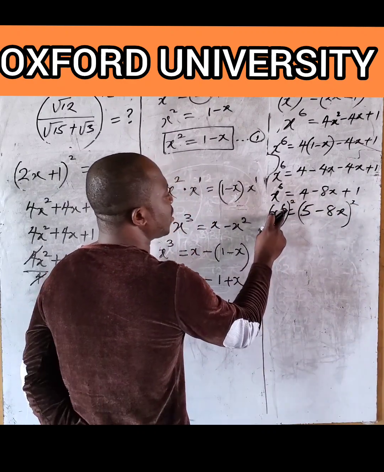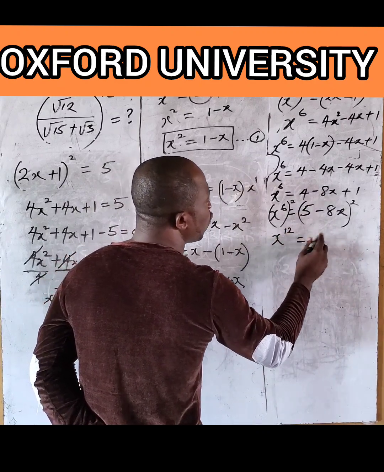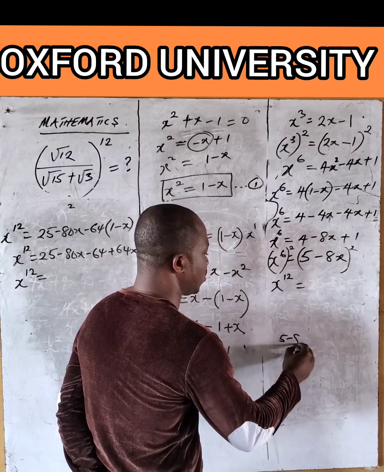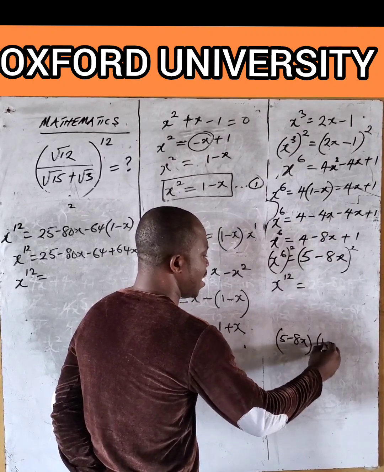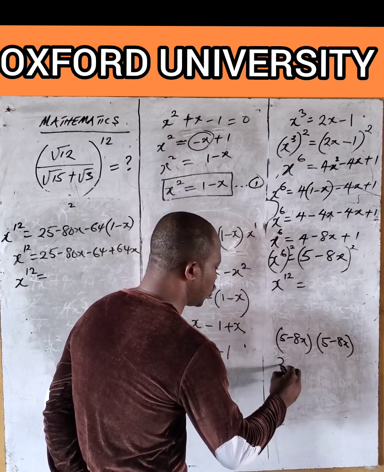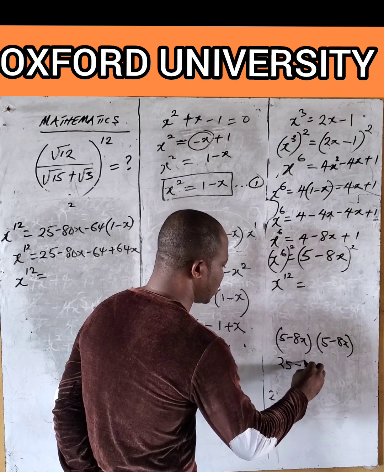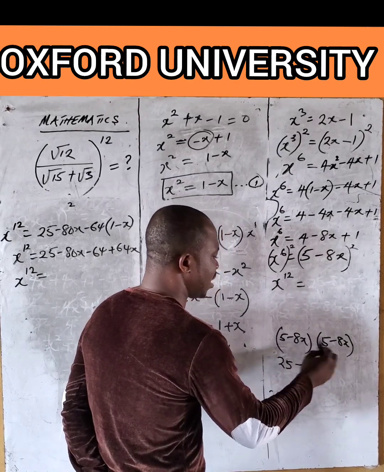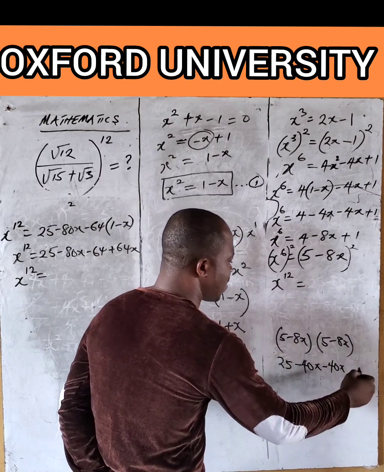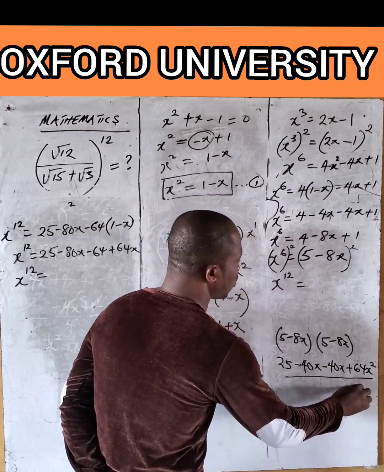As x raised to power 6 raised to power 2 will give us x raised to power 12 is equal to, expanding this now, I'll be having 5 minus 8x multiplied by 5 minus 8x. And as such, I'll be having 5 times 5 is 25. 5 times minus 8x will give us minus 40x. Minus 8x times 5 will give us minus 40x. And minus 8x times minus 8x will give us plus 64x squared. So this is what we obtain.